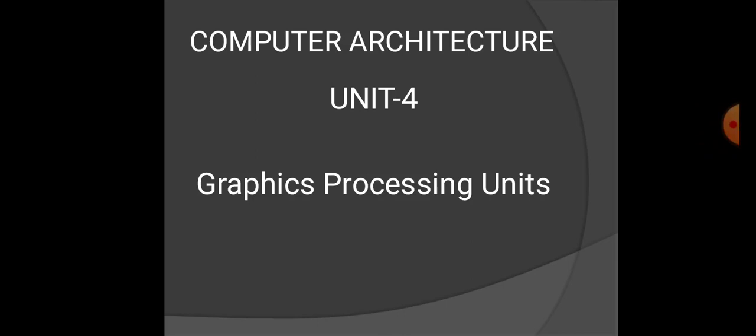Today our subject is computer architecture. The topic is graphics processing unit from unit 4. The outline of the topics that we cover today: what is GPU, what are the differences between GPU and CPU, the connectivity between CPU and GPU, GPU architecture and NVIDIA memory structure.